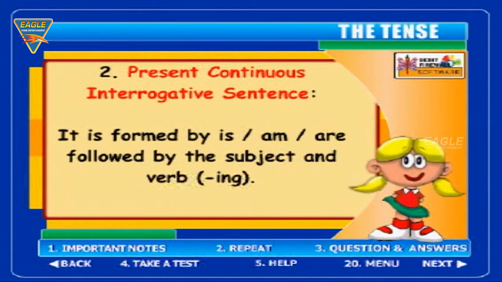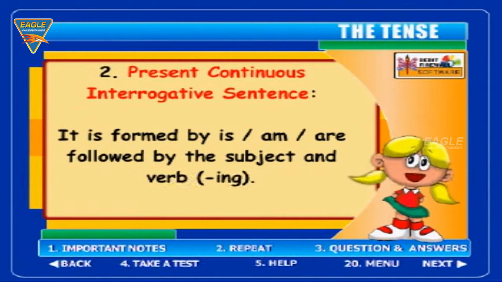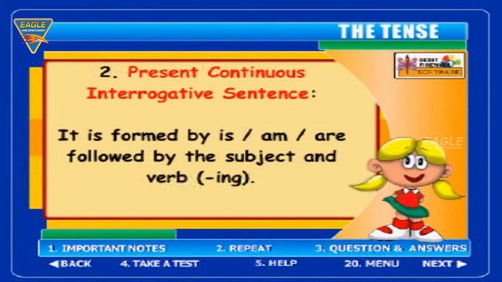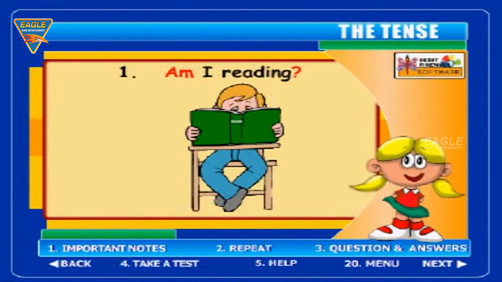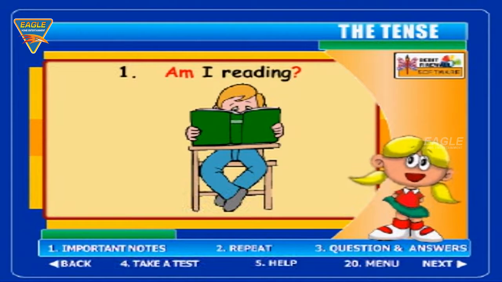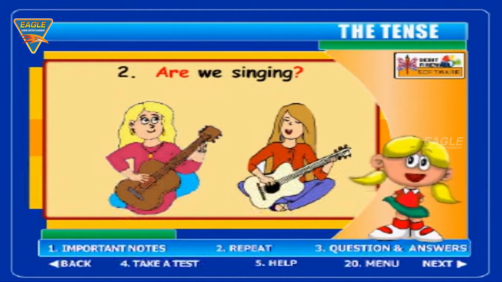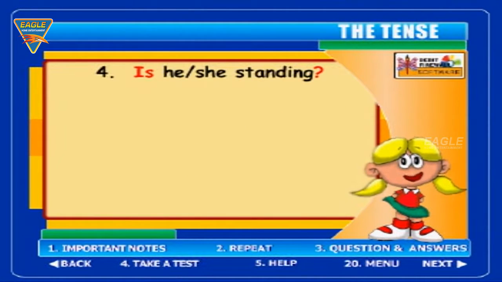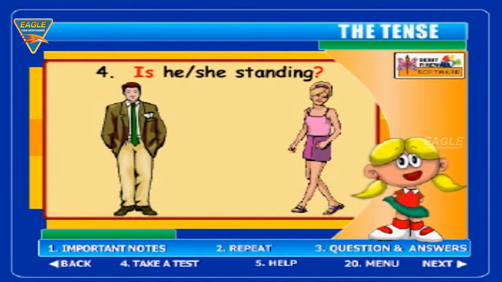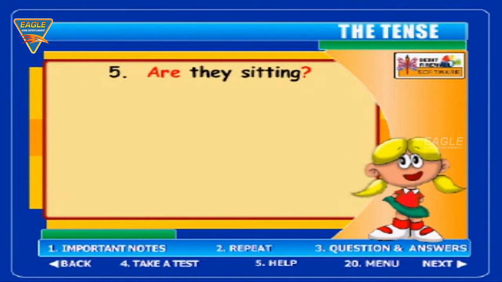Present continuous interrogative sentence. It is formed by is or am or are, followed by the subject and verb ing. Form: is or am or are plus subject plus verb ing plus question mark. Examples: am I reading? Are we singing? Are you playing? Is he or she standing? Are they sitting?